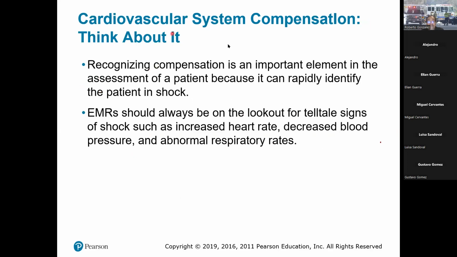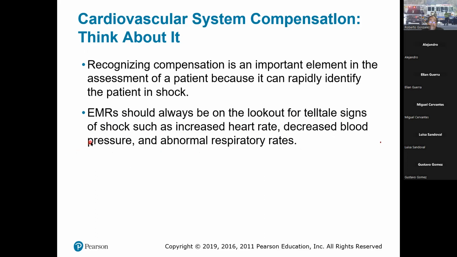Recognizing compensation is an important element in the assessment of a patient because it can rapidly identify a patient in shock. EMRs should always be on the lookout for telltale signs of shock, such as an increased heart rate, decreased blood pressure, and abnormal respiratory rate.